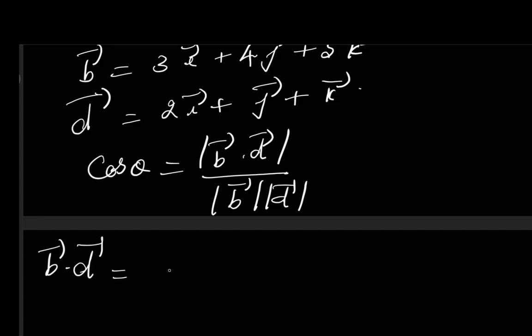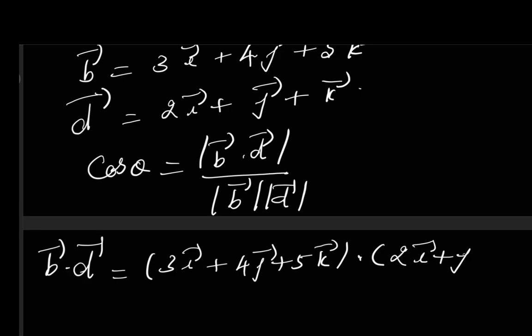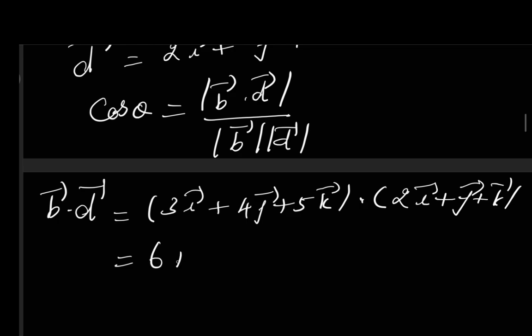So here, 3i plus 4j plus 5k dot d, which is 2i plus j plus k vector. So 3 2s are 6, 4 1s are 4, plus 5 1s are 5. Just directly multiply the coefficients of the corresponding vectors. The i coefficient is 2, here 3, 3 2s are 6. The j coefficient is 1, here 4, 1 4 is 4. Then the k coefficient is 1, 5 1s are 5. So the answer is 15.